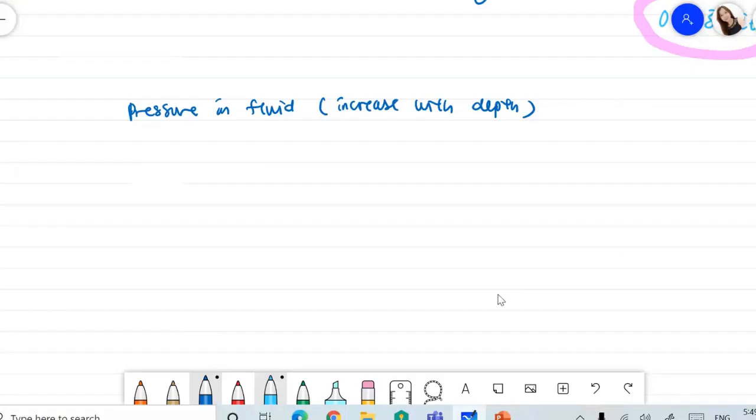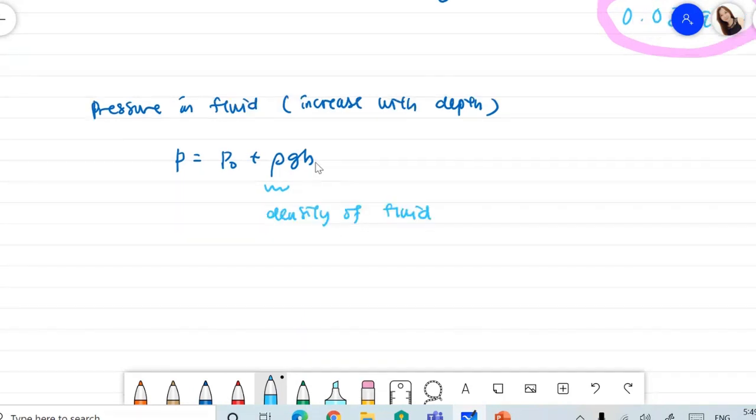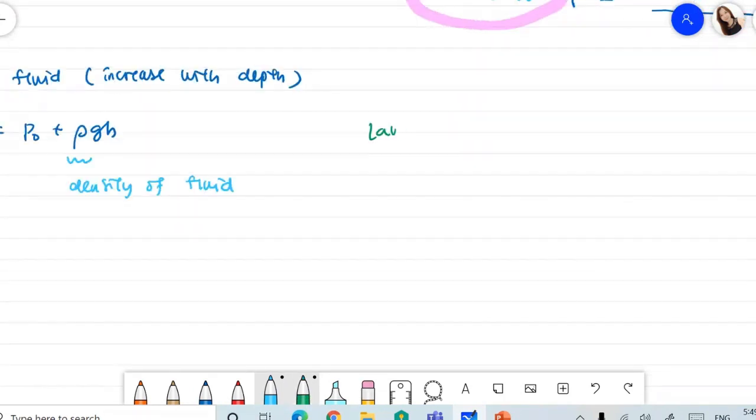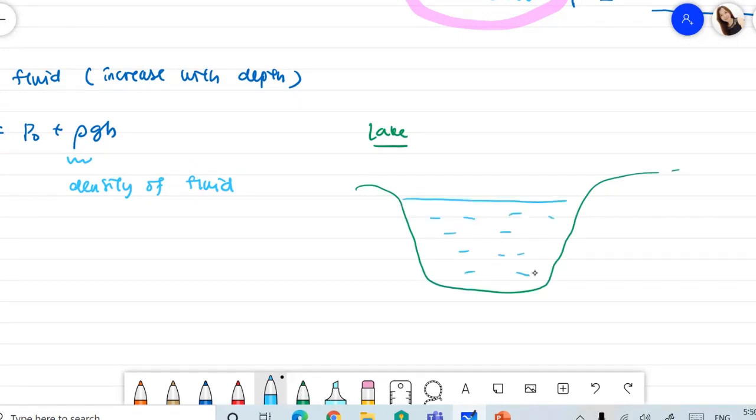high as well. Pressure in a fluid increases with depth, where the pressure in a fluid is equal to P naught plus rho g h. This rho here is the density of the fluid, and h is the depth of the fluid. For example, this is a lake, and here is the water of the lake.